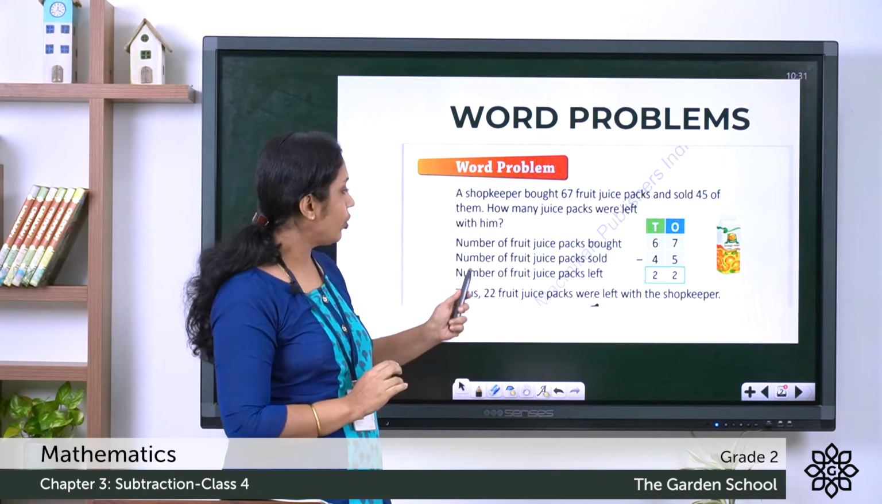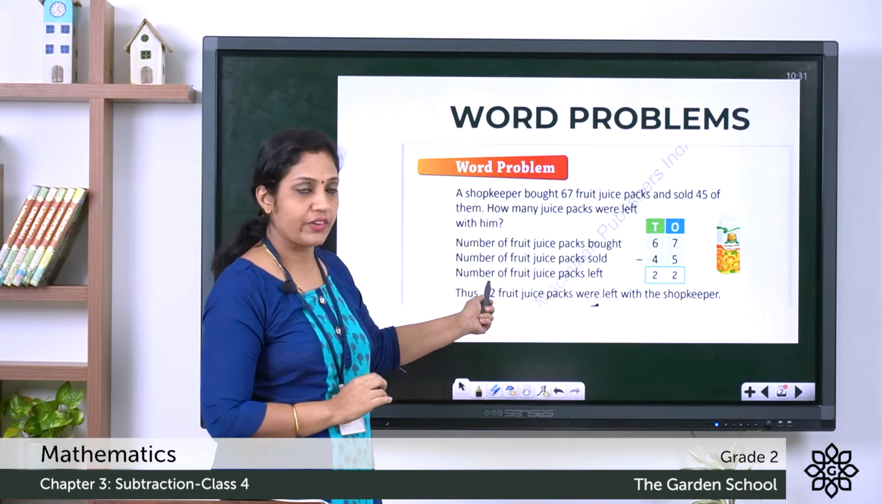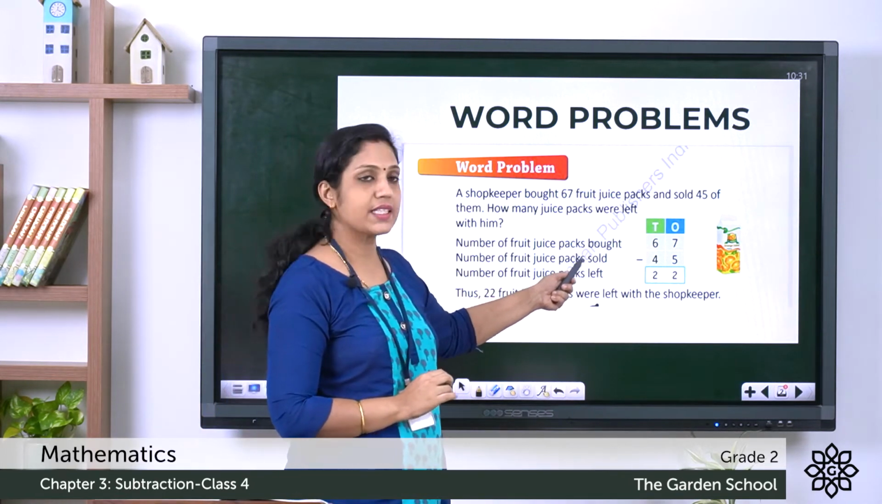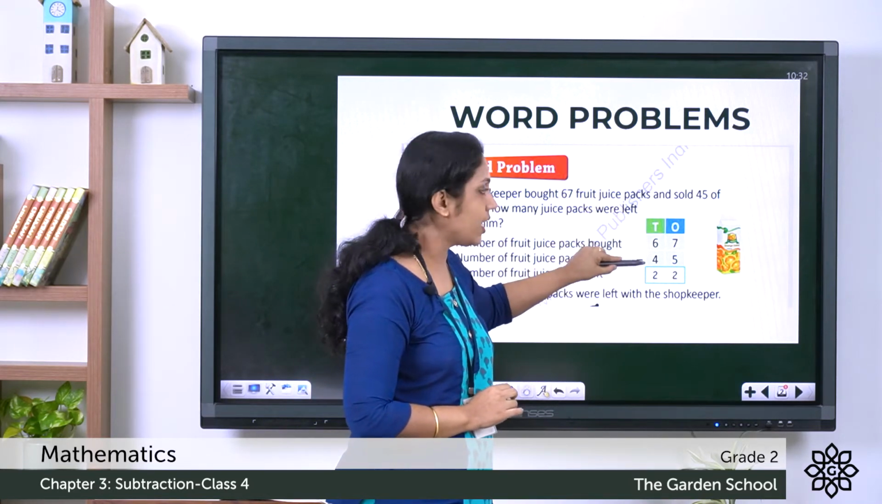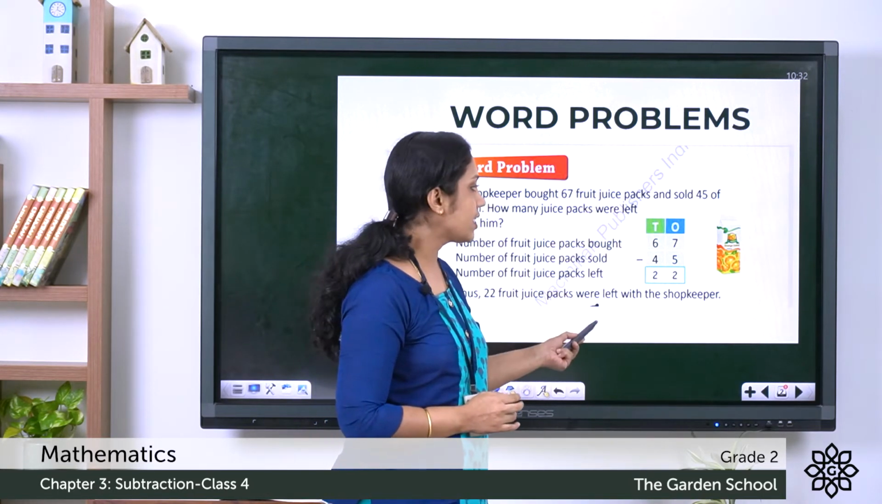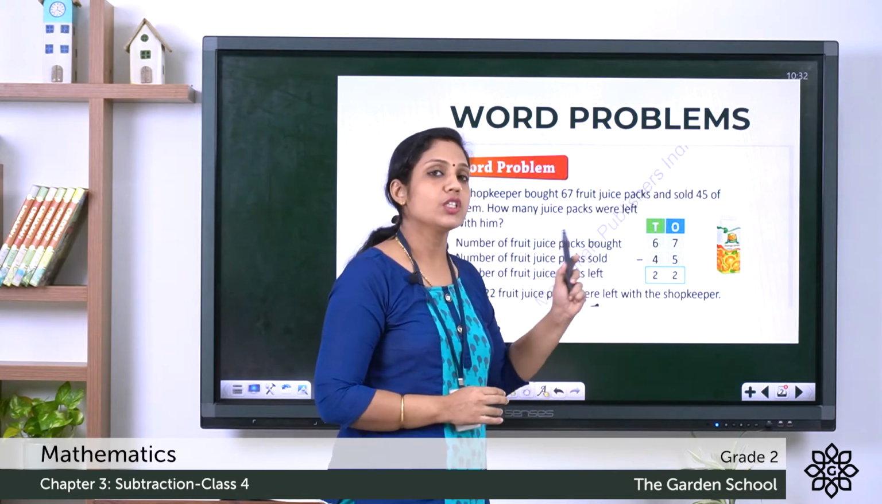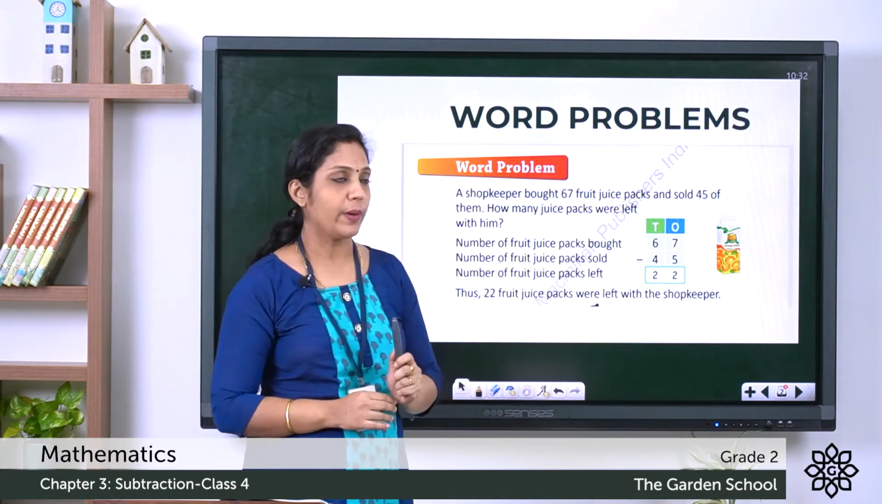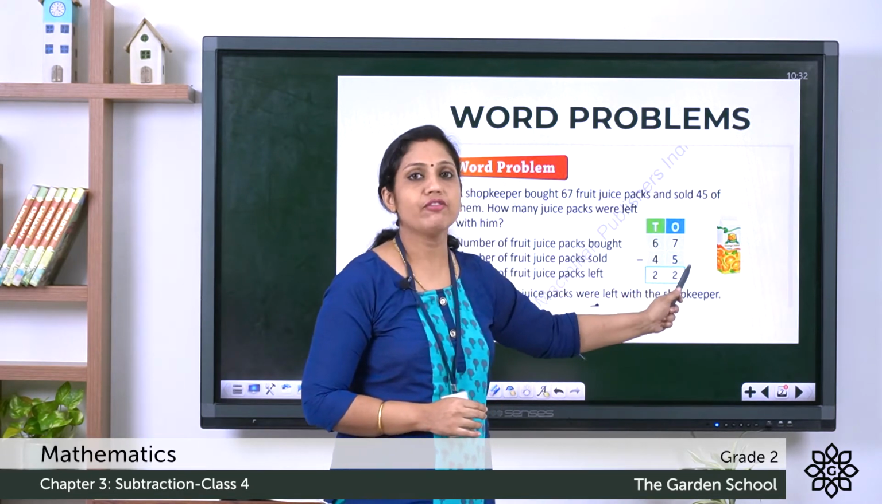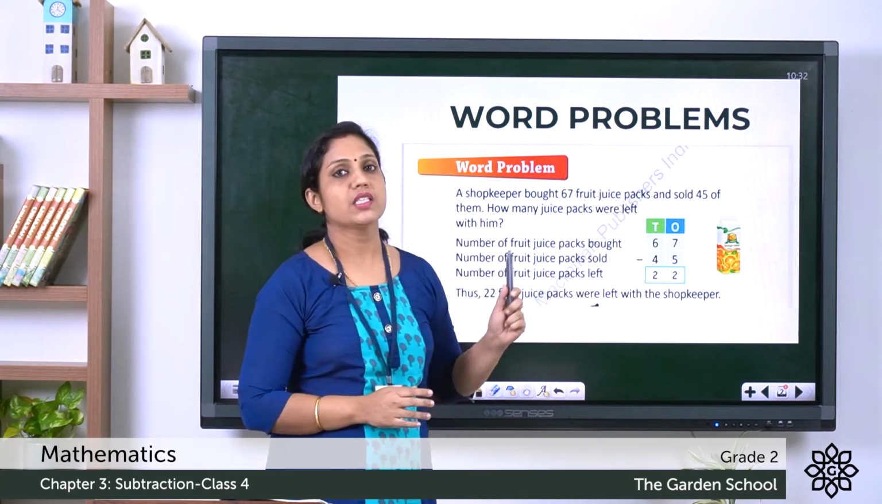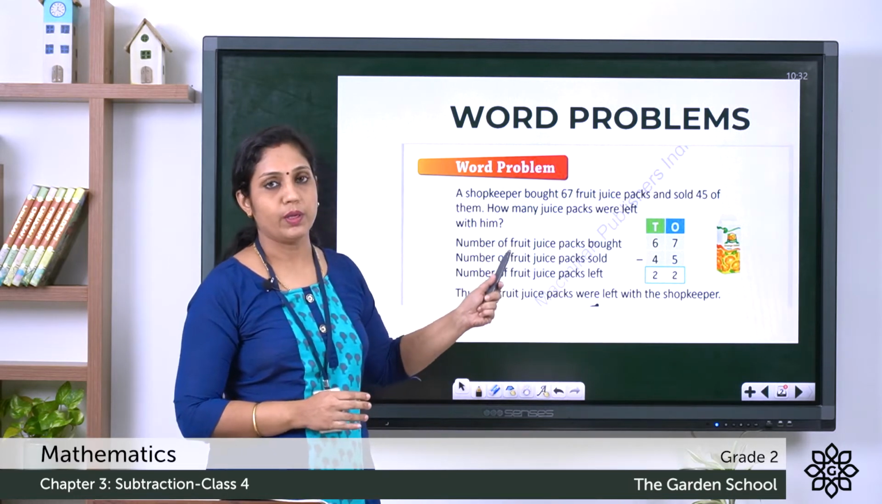For that, what we have to do? The next sentence also we can write number of fruit juice packs left, and we should subtract 67 minus 45. What's the answer? It is 22. So how many packs are remaining with the shopkeeper? There are 22 fruit packs left with the shopkeeper. This is the way how to write a word problem.